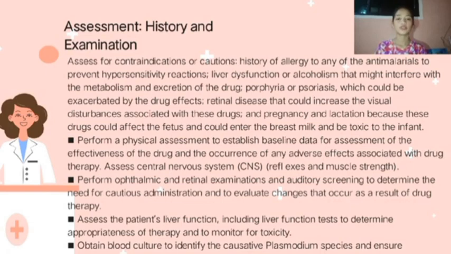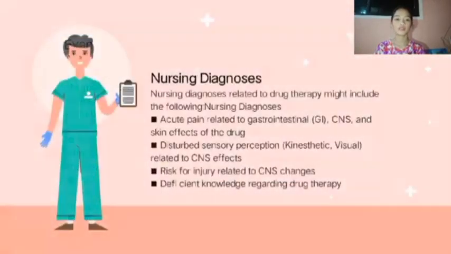Obtain blood culture to identify the causative Plasmodium species and ensure appropriate use of the drug. Inspect the skin closely for color, temperature, texture, and evidence of lesions to monitor for adverse effects. So a nursing diagnosis related to drug therapy might include acute pain related to gastrointestinal, central nervous system, and skin effects of the drug.